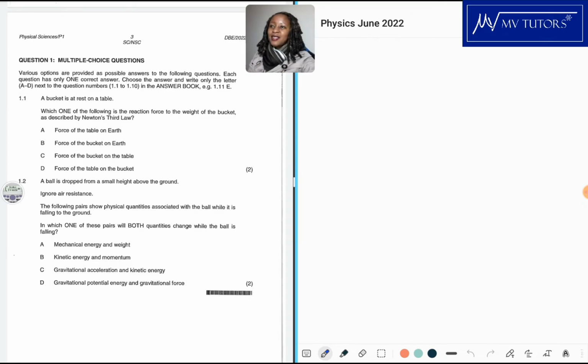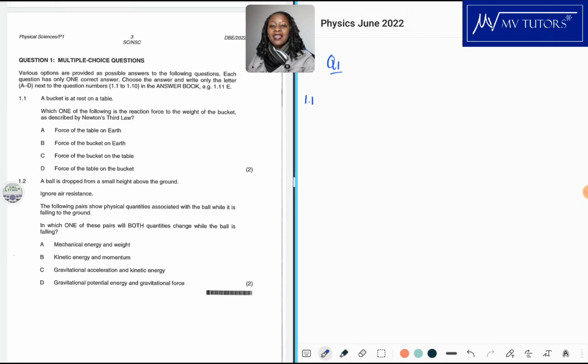Okay, so question 1. We're going to go straight to 1.1. A bucket is at rest on a table. Which one of the following is the reaction force to the weight of the bucket as described by Newton's third law? Now remember Newton's third law, that's the easy one to remember.